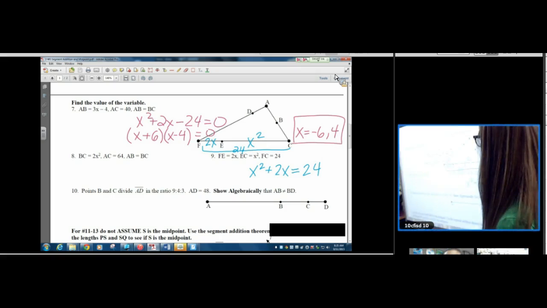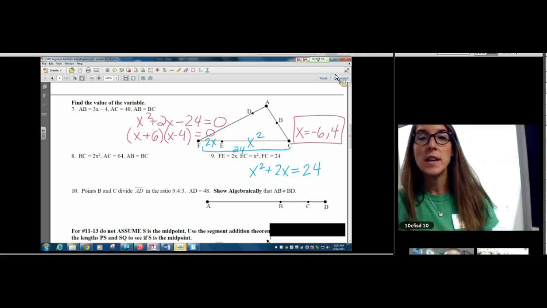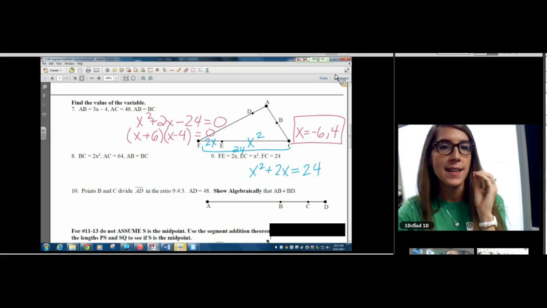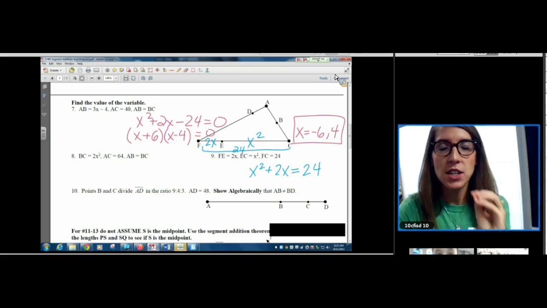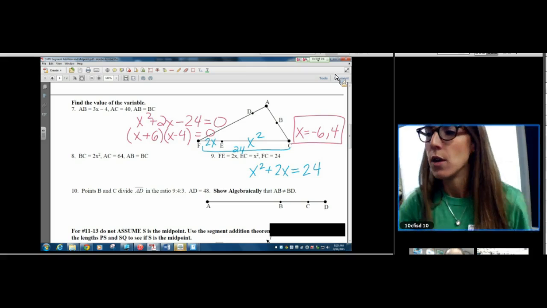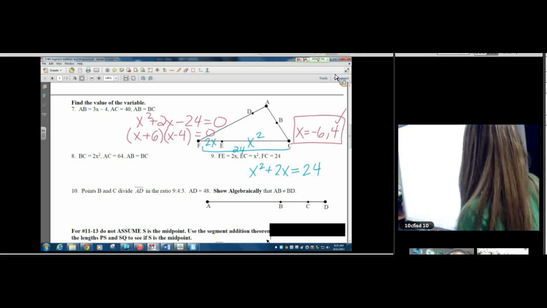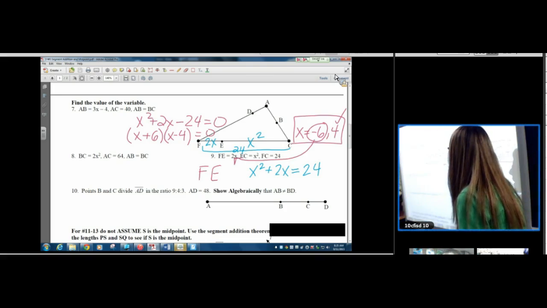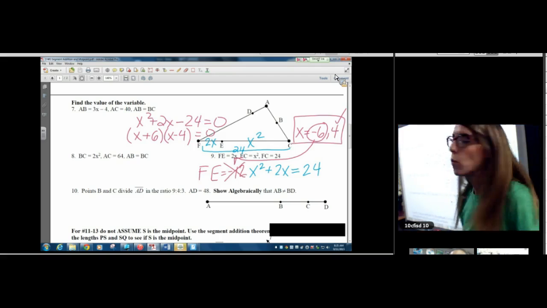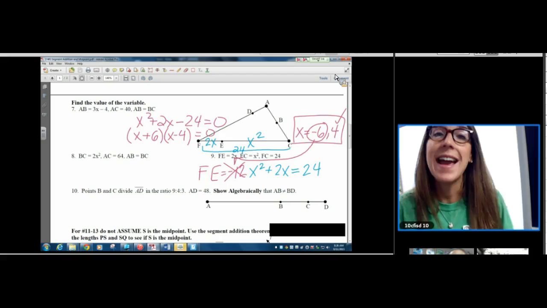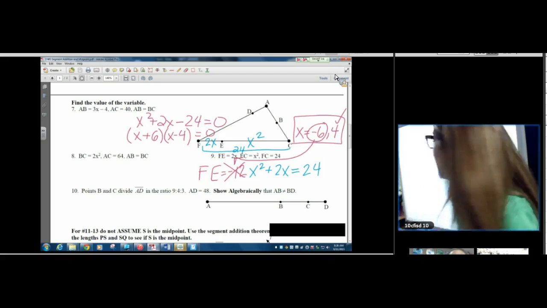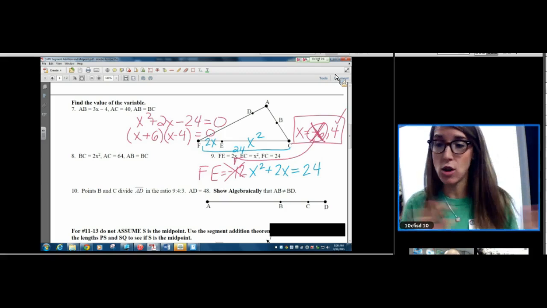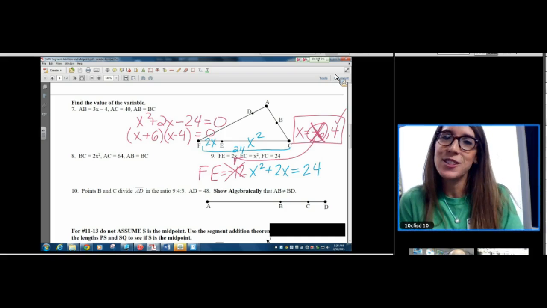So 2 answers. Oh, now, we did not talk about this yesterday. You can't keep both of those answers because we don't have negative lengths. There's no such thing as a negative length. So 4, this answer's fine, but negative 6, if I plug that in right there, that would mean FE equals negative 12. We can't have a negative length. So even though x really does equal negative 6, it is not a valid answer, so we throw it out and we don't write it as one of our answers. So x just equals 4, and that's it.